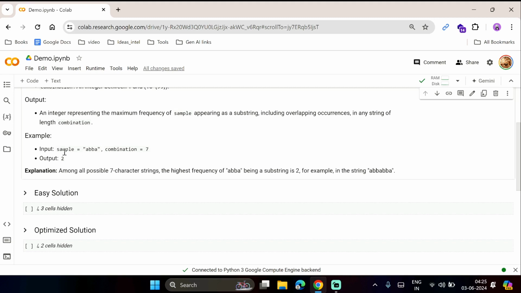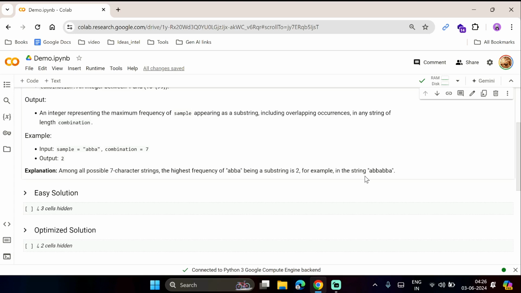Let's see an example, and it will become much easier to understand. Let's say I give the string ABBA. This is the sample string, and the combination integer is 7. What do we need to do? We need to understand the maximum frequency where ABBA can be a substring of all the 7 character strings. Among all possible 7 character strings, the highest frequency of ABBA being a substring is 2.